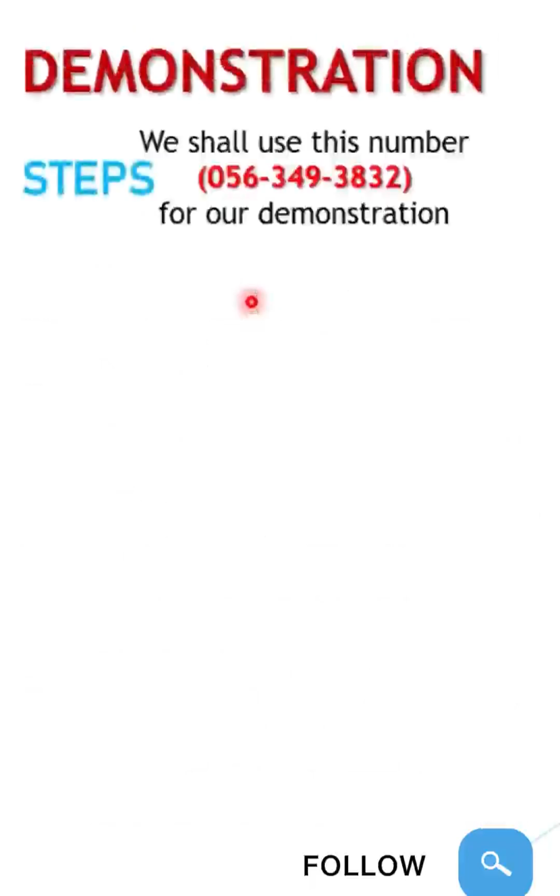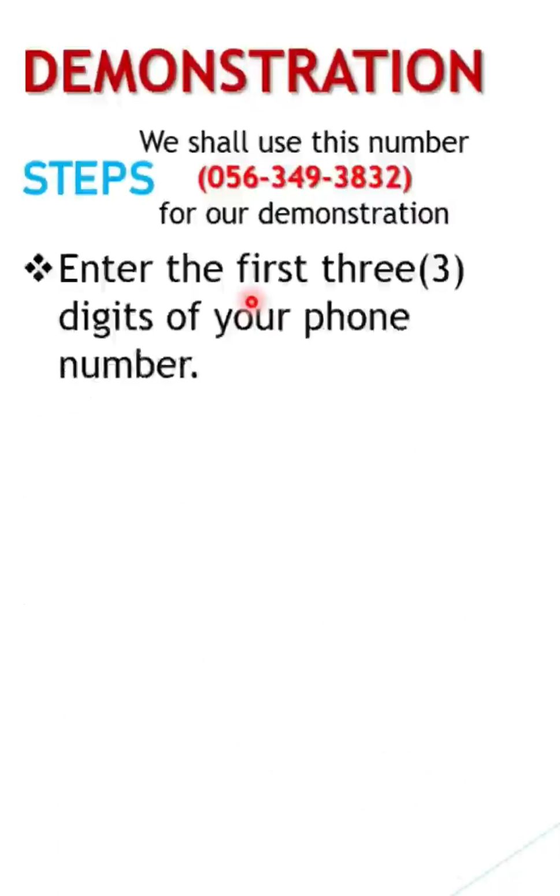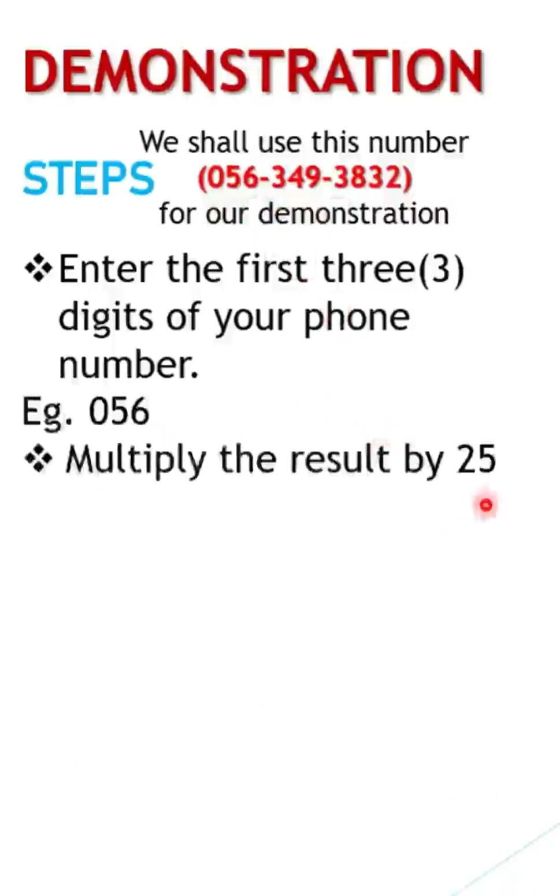Let's do a demonstration. We shall use this phone number 056 349 3832. I just wrote the phone number randomly. So if this is somebody's phone number, it's not my fault. Sorry for that. Now, the first step is to enter the first 3 digits of the phone number. You ask the person to enter the first 3 digits. So here the first 3 digits are 056.